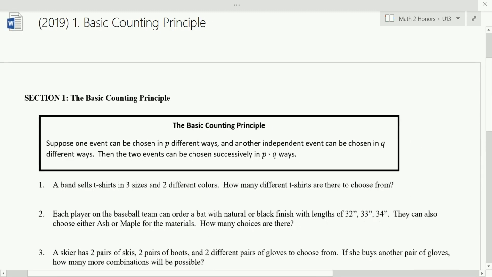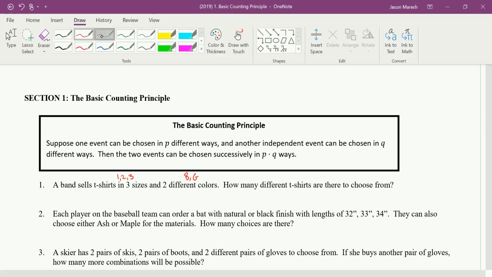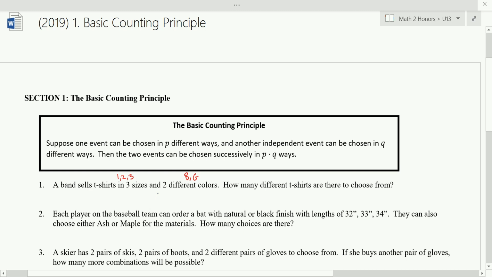But number one says a band sells t-shirts in 3 sizes in 2 different colors. And so let's say we have size 1, 2, and 3. And 2 colors, I'll say blue and green. How many different t-shirts are there to choose from? The basic counting principle would say, well, you have 3 sizes, so that's 3 times 2 colors, 2, and you get 6 as an answer.